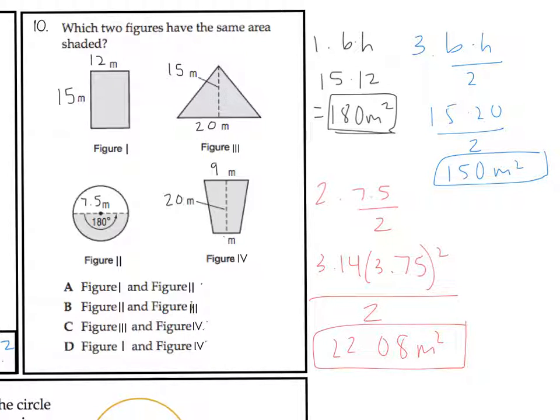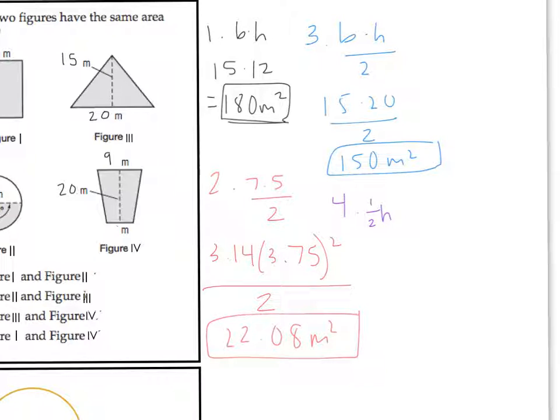what number 4 is. And figure 4 is a trapezoid. So that formula for a trapezoid is 1/2 times height times base 1 plus base 2, and my height here is 20, so 1/2 times 20 times base 1, which is 9. Oops, and you can't see base 2 here. That's actually 6. So 9 plus 6.